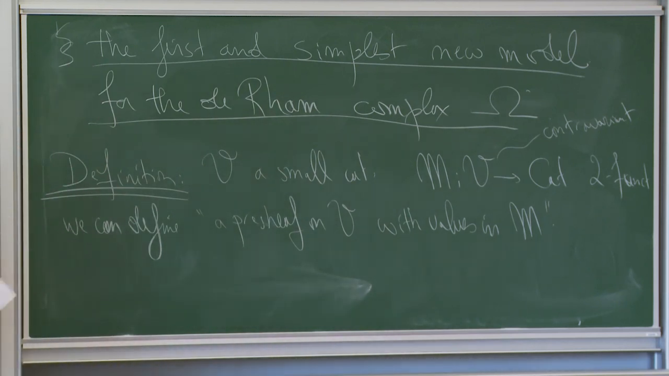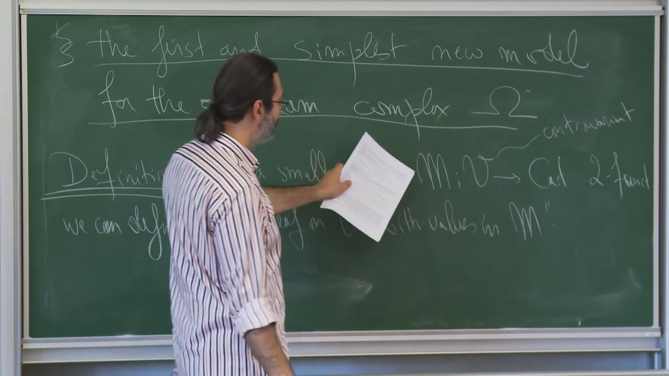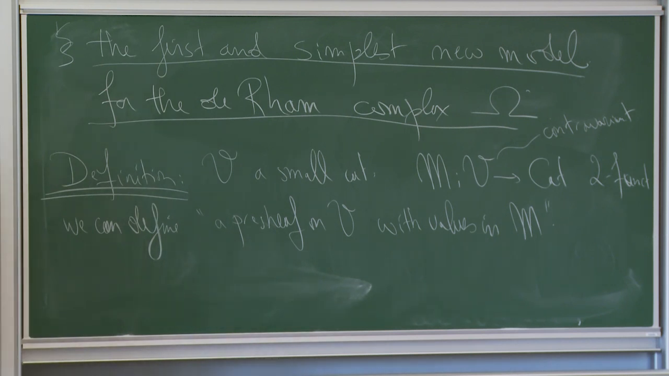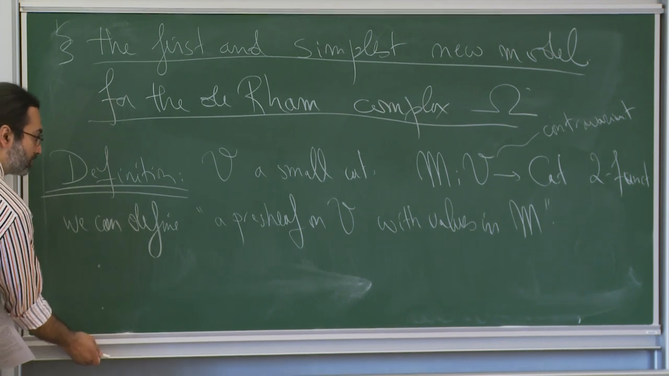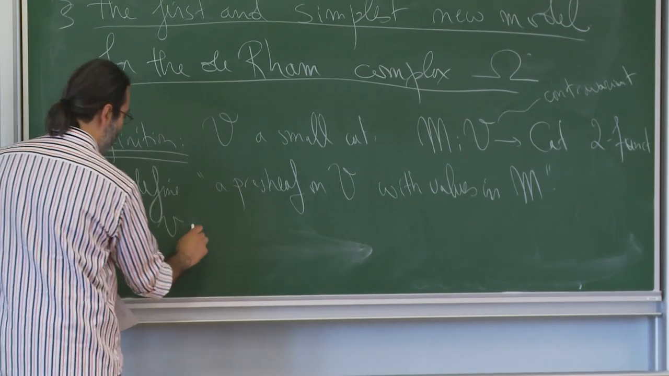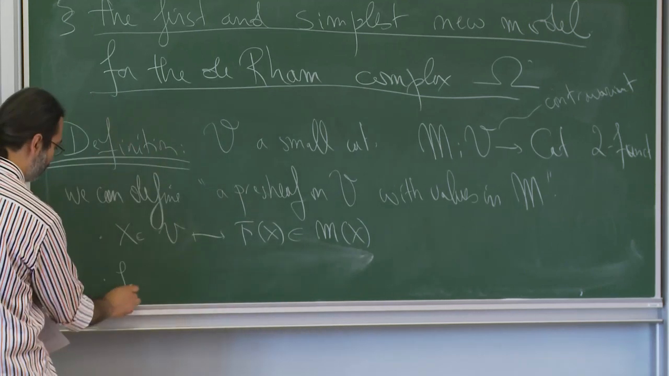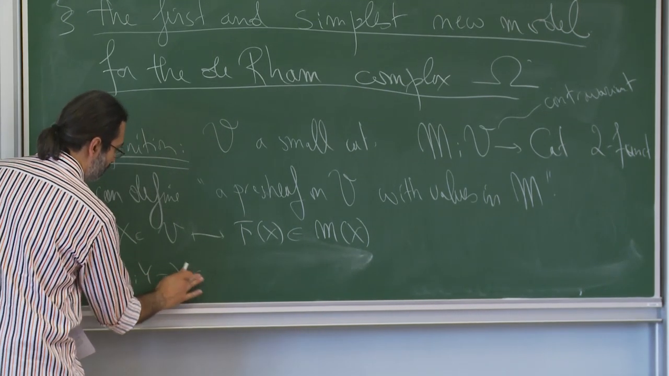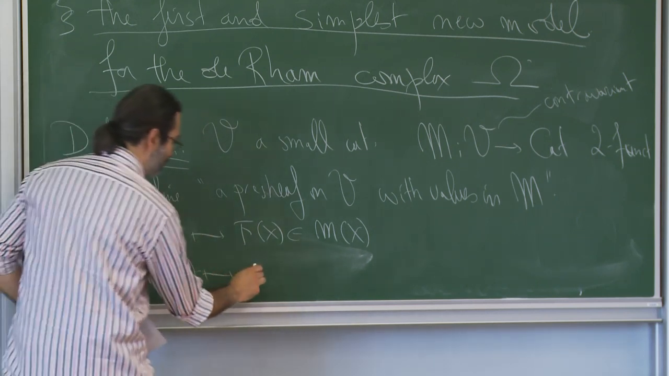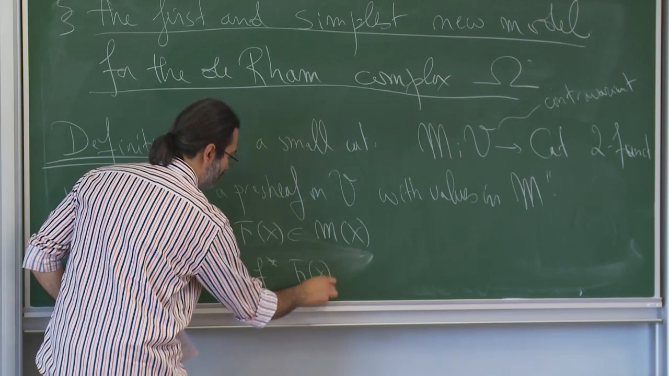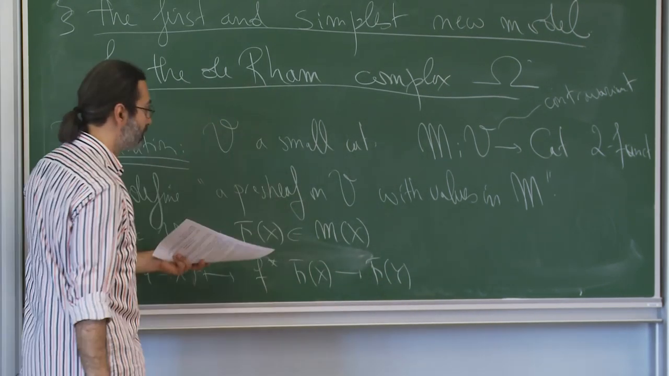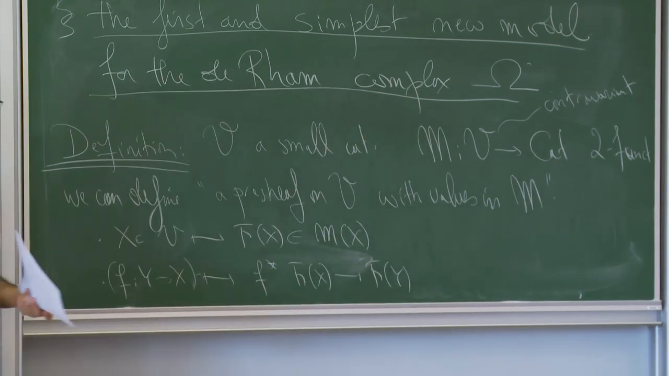And it's more or less clear what this means. It's a way to, for every object x, associate an object in M of x, and you want a restriction map in the usual way. Maybe I should very quickly spell this out. It's an assignment that for an object you have an object of M of x, and for a morphism you have a map from f upper star of f of x to f of y. And of course, f upper star is the inverse image for this 2-functor.